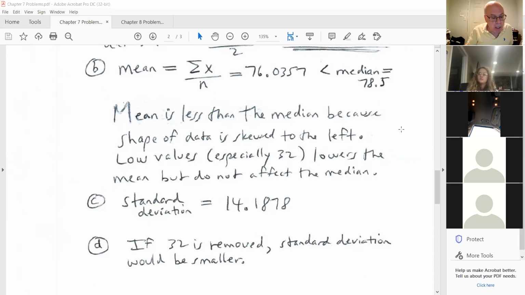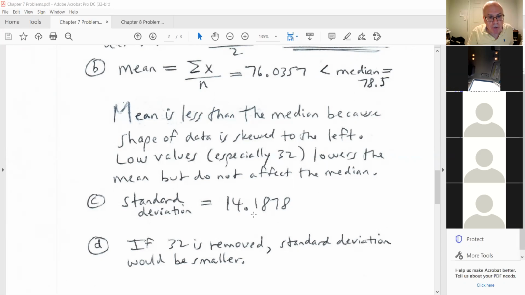So that's what I did, and when I entered all the data in, I came up with a standard deviation of 14.1878. That's what it's asking for. So it is important, if you can, to learn how to use your calculator and let the calculator calculate the standard deviation for you. But there is a formula at the end of the chapter.